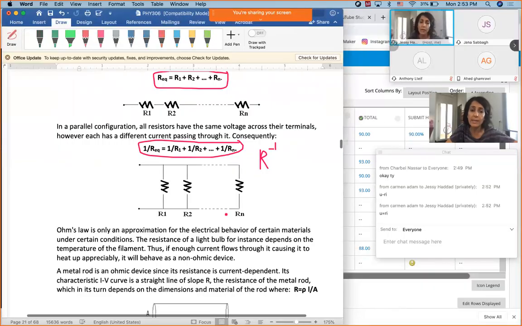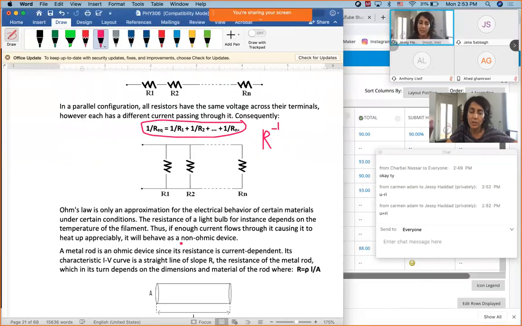So, in this lab, they actually discussed the difference between ohmic and non-ohmic devices. Can you tell a little bit, by definition, what an ohmic device is and what is a non-ohmic device?